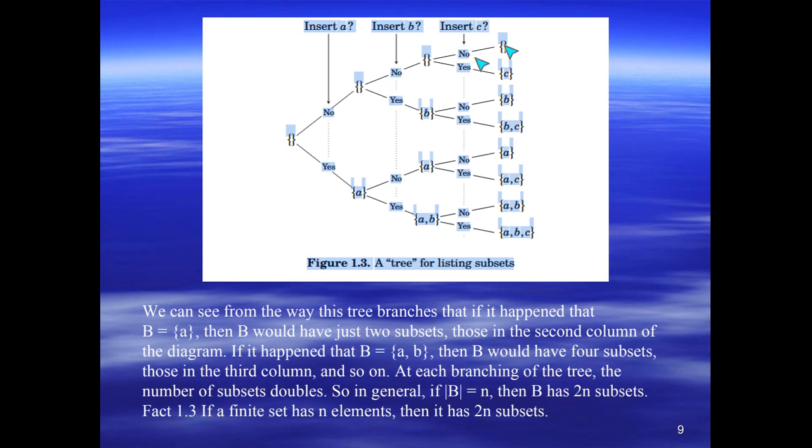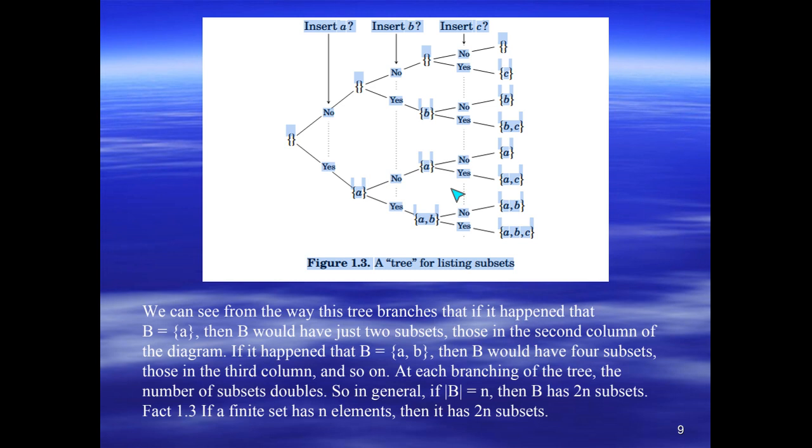Then I come to the second node. Those are called nodes. Then I come to the second node and ask, shall I insert B or not? With the empty set, if I say no, I don't insert B, then I continue with the empty set. If I say yes, then I insert B, and nothing plus B makes B. So I obtain a singleton, a subset of one element, which is B. This is a subset. Here I came up to A. Shall I insert B? If at that node I say no, I continue with A. I don't insert anything, I continue with A. But if I say yes, then I add B to A, so A and B. I obtain a subset of two elements, which is AB.